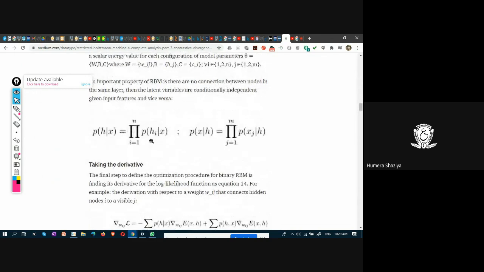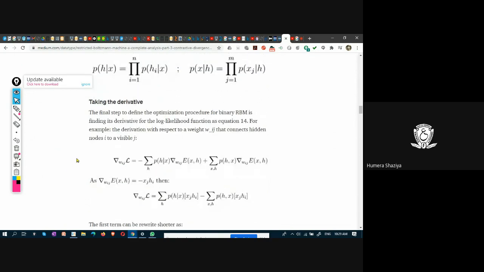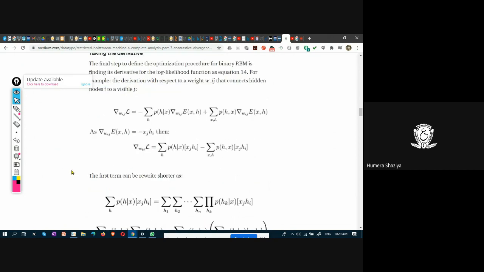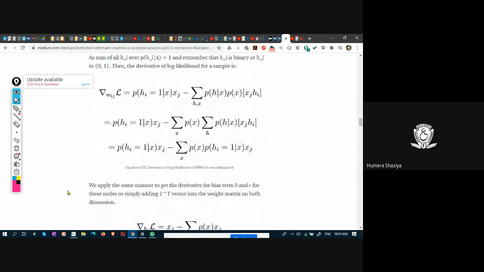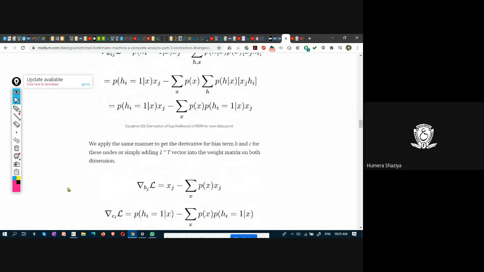So this is the probability of the latent variable h conditioned on x, multiplied for all i from 1 to n. This is h conditioned on x and this is x conditioned on h. Taking the derivative, here the derivative is calculated through calculus, and finally this term is obtained.